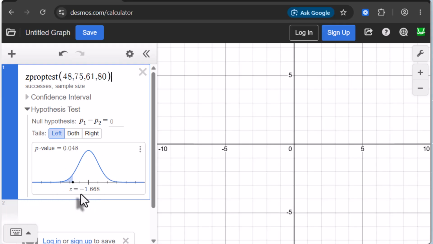So in the image, I have the test statistic at the bottom, z equals negative 1.668, and the p-value at the top of the rectangle, 0.048. So that is the area to the left of this test statistic. This also represents the probability of seeing this sample result or more extreme, sort of to the left, if the null hypothesis was true. So we're looking at this p-value and saying, is this small enough? Is this result unlikely enough that we can say that we don't think the null hypothesis is true?